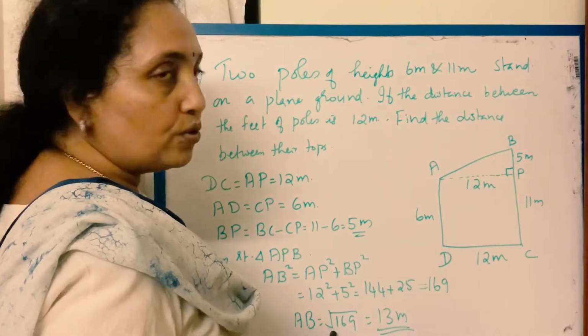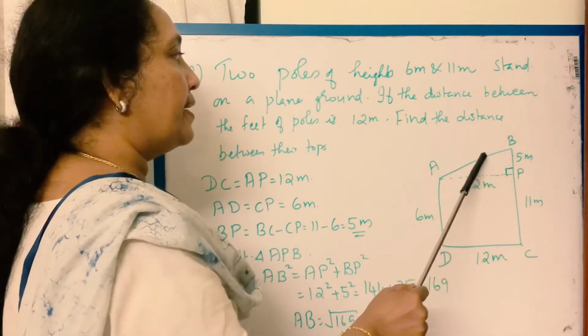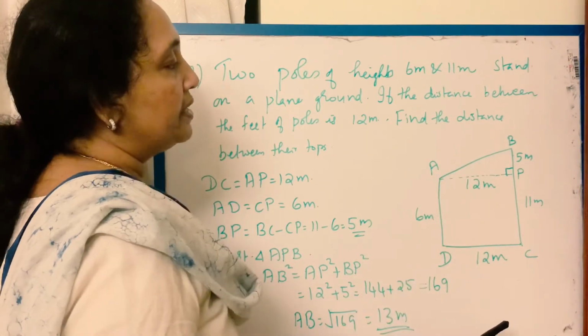Therefore, AB is equal to root 169. That is equal to 13. Distance between their tops, that means AB. The length of AB is 13 meter.